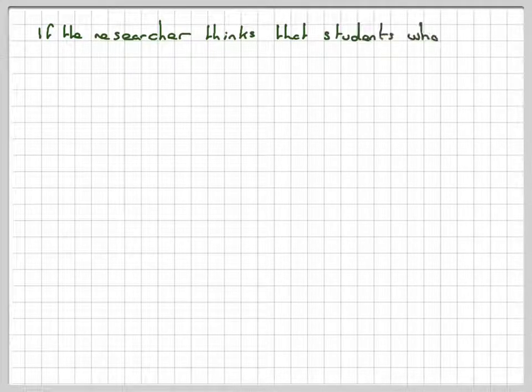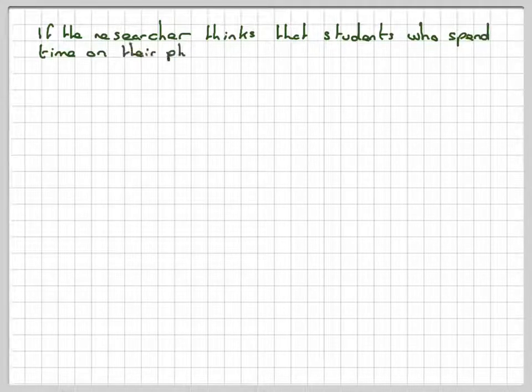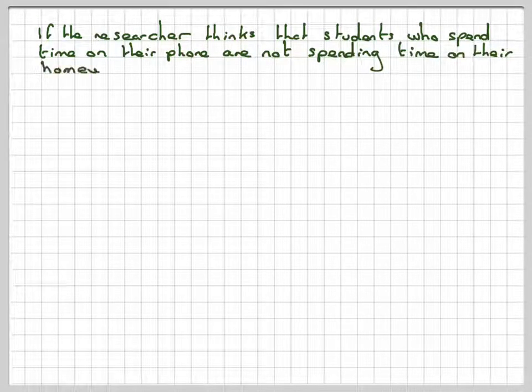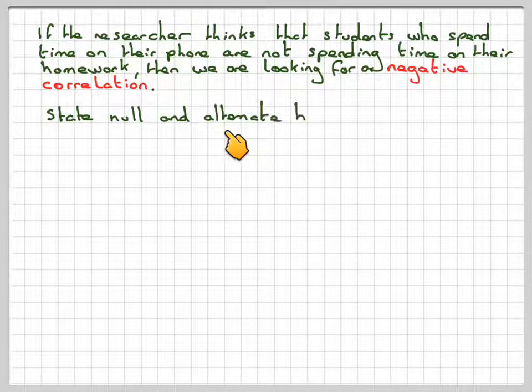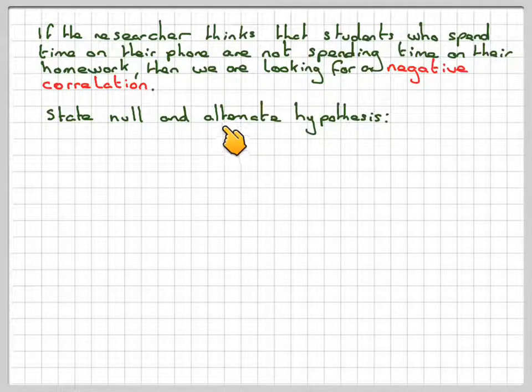Okay, so carrying on now. If the researcher thinks that the students who spend time on their phone are not spending time on their homework, then we are looking for some sort of negative correlation. And this will have an effect on the test. So the first thing is to state the null and the alternate hypothesis. So basically what we're thinking here, if we spend more time on our phone, we're going to spend less time doing our homework.